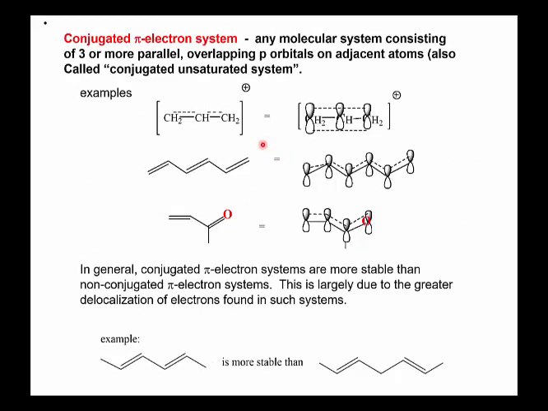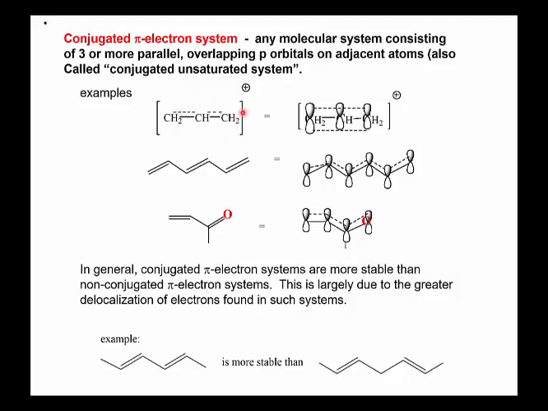What is a conjugated pi electron system? Well, that's any molecule that contains three or more adjacent p orbitals that are parallel and overlapping. Let's look at some examples.